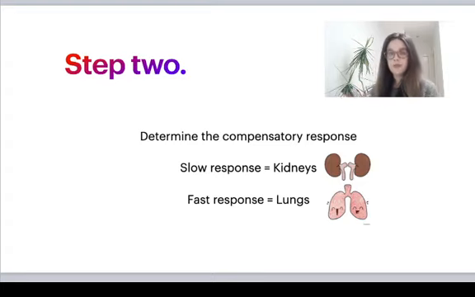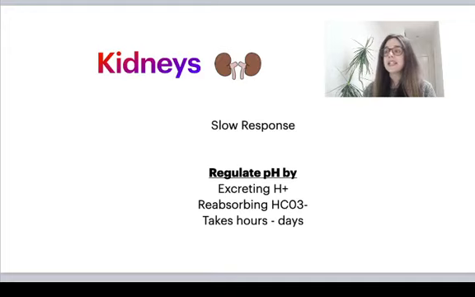Step three, once we've tried to confirm the primary problem, we then determine what our compensatory changes are. And there are two compensatory response systems in the body. We've got a slow response system and we've got a fast response system. So we're going to go and look into those. So our kidneys are the slow response system. Our kidneys try to regulate pH by excreting hydrogen ions and reabsorbing bicarb. And it does that to try and balance the pH.